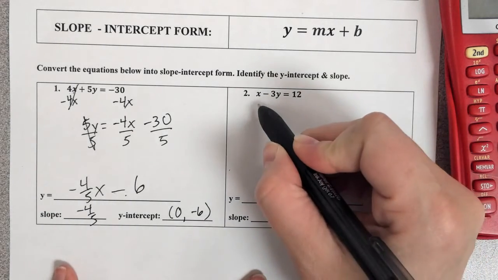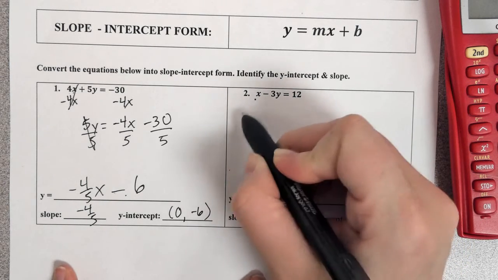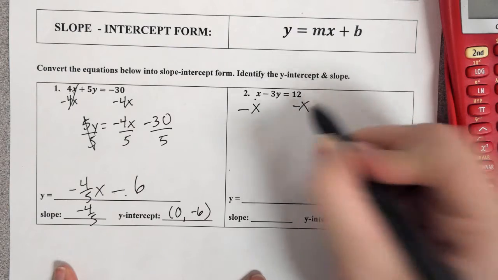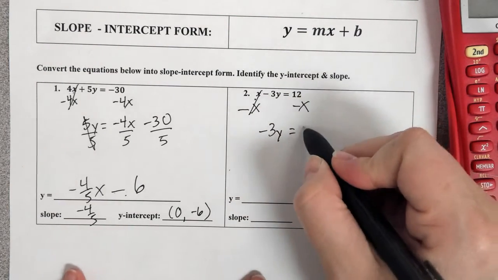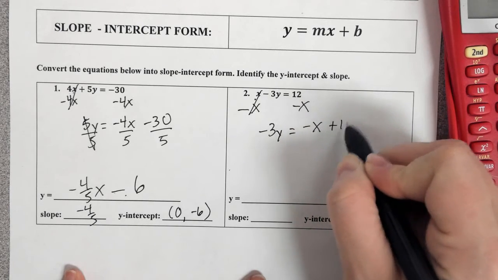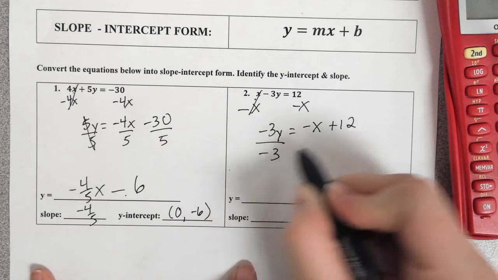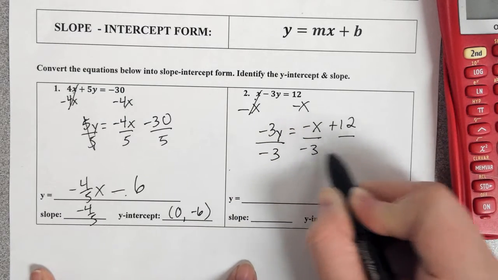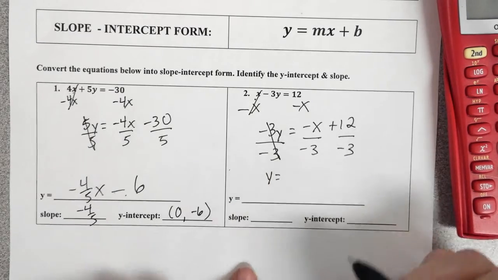All right, over here, I'm going to start by getting rid of x. This is a positive x, so I'm going to subtract x. It's 1x. Negative 3y equals negative x plus 12, since it's positive 12. I'll divide by negative 3 across everything. That'll cancel here, so I have y by itself.